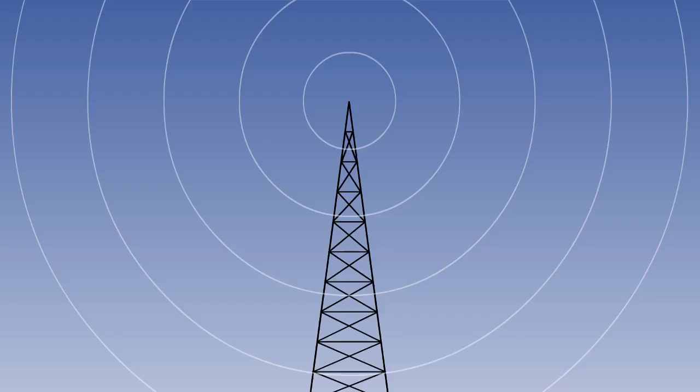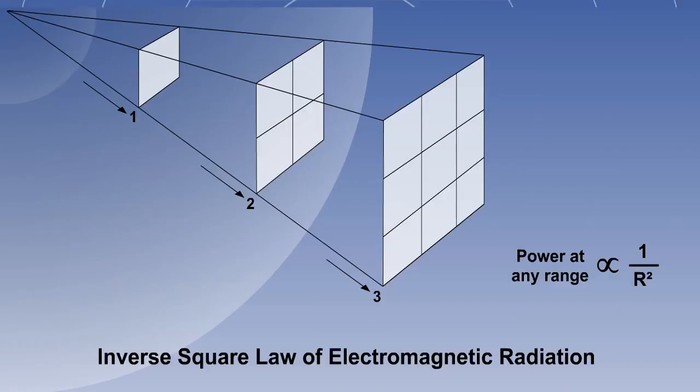As range increases, the field strength of the wave decreases. It can be shown that this attenuation is proportional to the inverse square of the range. This means that if the range of the transmitter is to be doubled, the power required must be quadrupled.